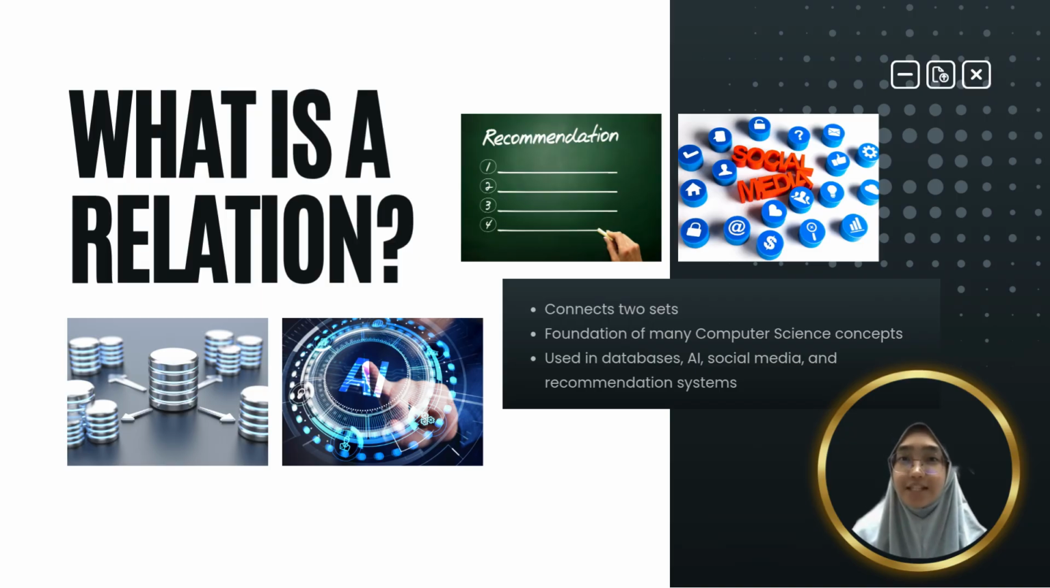First, let us understand what a relation is. A relation is simply a connection between elements from two different sets. For example, a customer can be connected to products, a student can be connected to courses, or a user can be connected to movies. In computer science, relations are one of the fundamental concepts because they allow computers to organize, connect, and process data efficiently. As shown on this slide, relations are used in many important areas such as databases, artificial intelligence, social media, and recommendation systems. Therefore, understanding relations is the first step before learning functions and graphs.